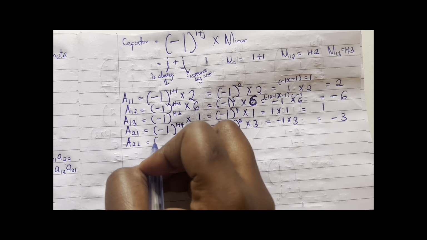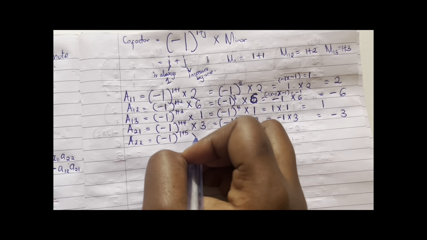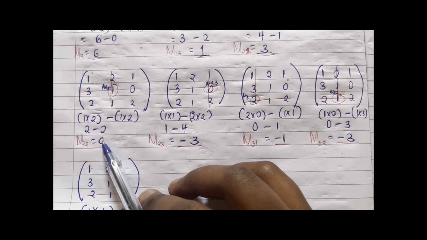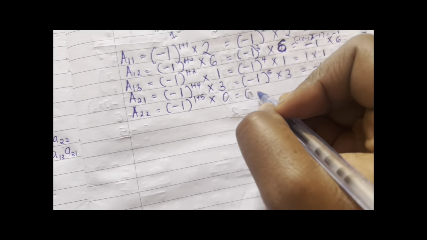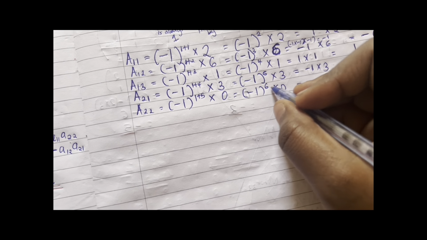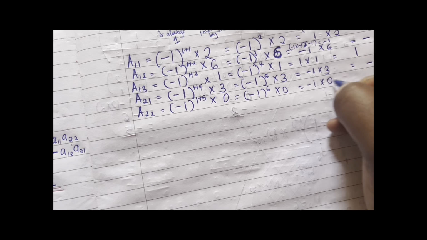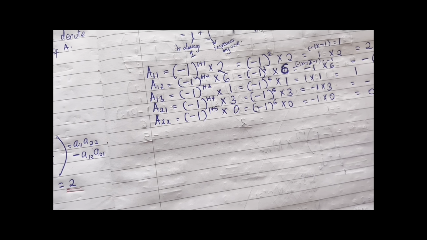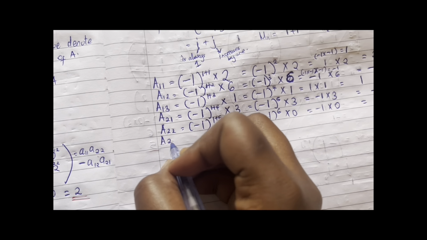Then A22 is equal to negative 1 power 1 plus 5 times our M22, which was 0, is equal to negative 1 power 6 times 0. So the power is an even number, so it should be 1 times 0, which gives us 0. Sorry, I wrote negative 1.